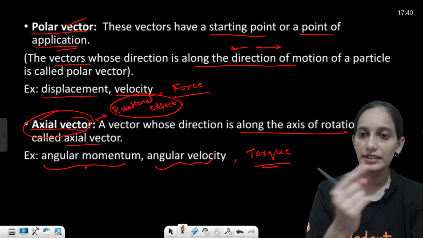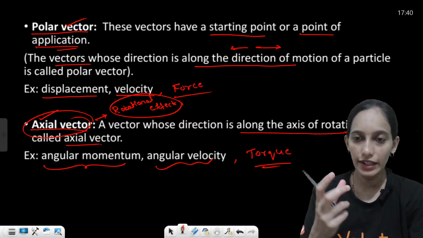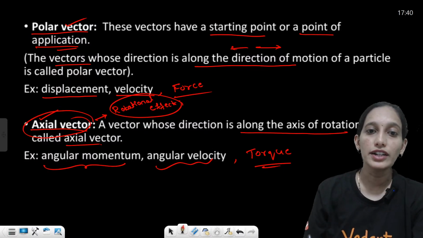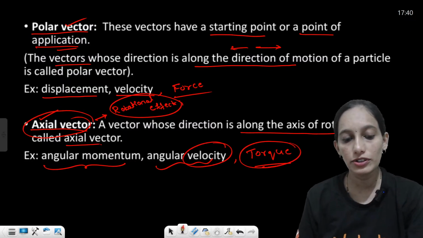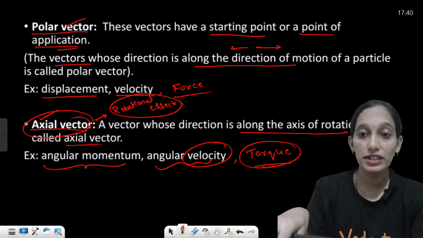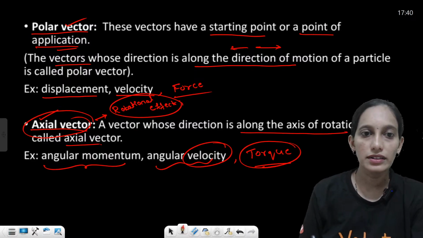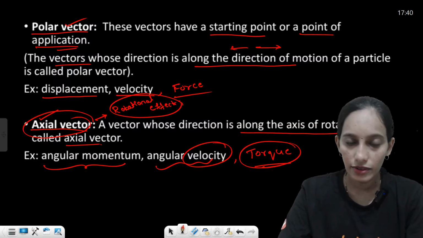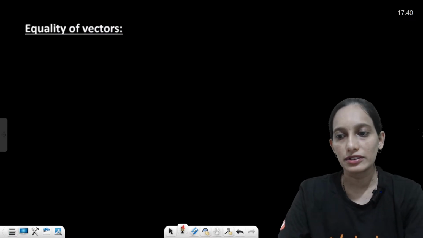The particle will be showing some rotational motion. Just imagine the motion of a ceiling fan, which has a fixed rotational motion. There, if you try to find something like torque or angular velocity, they will be acting perpendicular to the plane where the object is, or you can say along the axis of rotation. So that is about axial vectors. These are some terminologies which we will be using in vector mechanics. We will now move ahead to the mathematics with vectors.